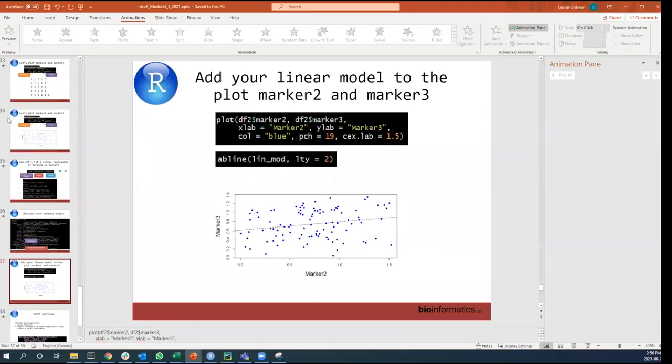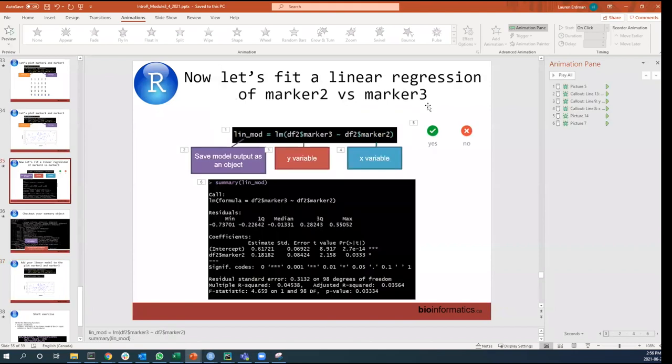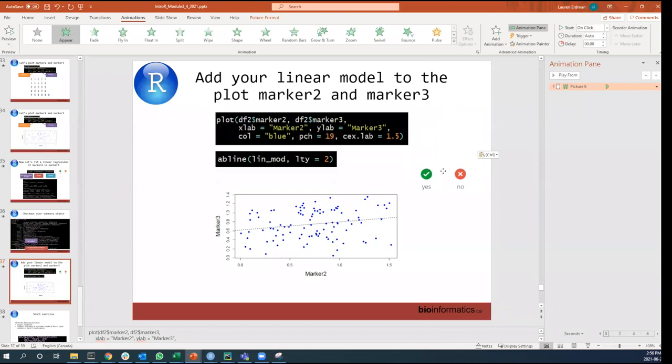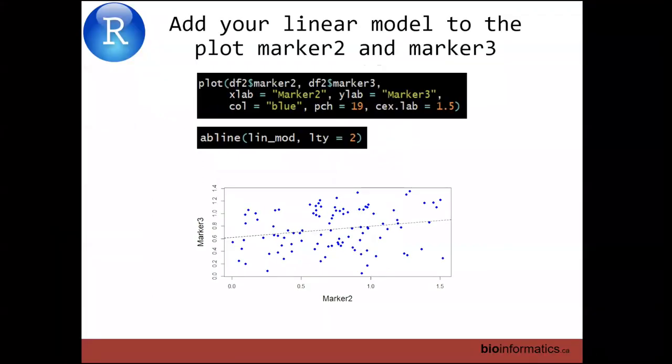So I'm going to let you add that line of fit and click yes once you have it. One second, I'm just going to add this on here. So add that line of fit on top. It should be a pretty quick command. And if you get it easily, try to change the color of the line, change the width, change the dashes. Just revise it, make it work for you.